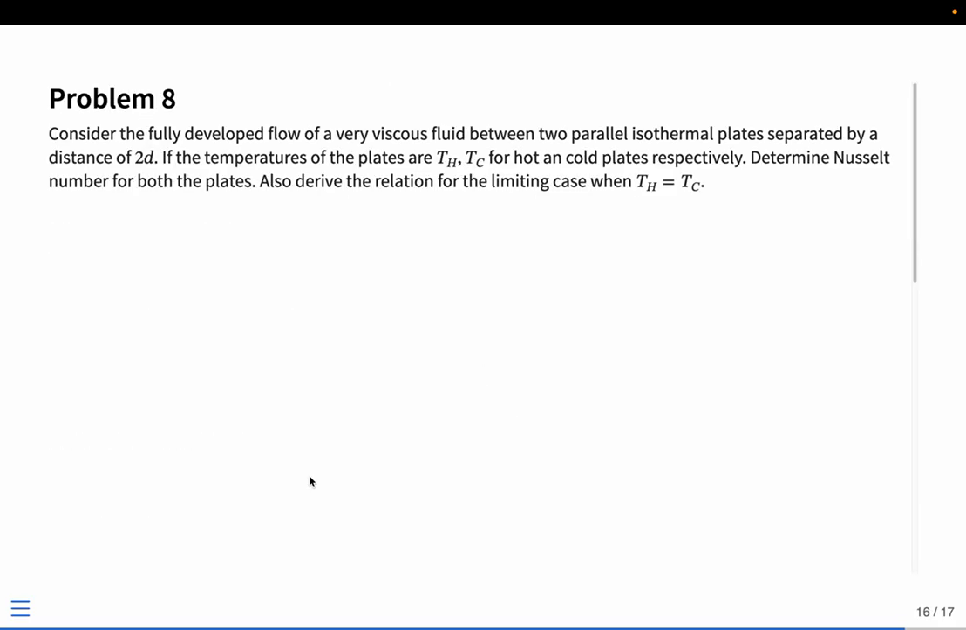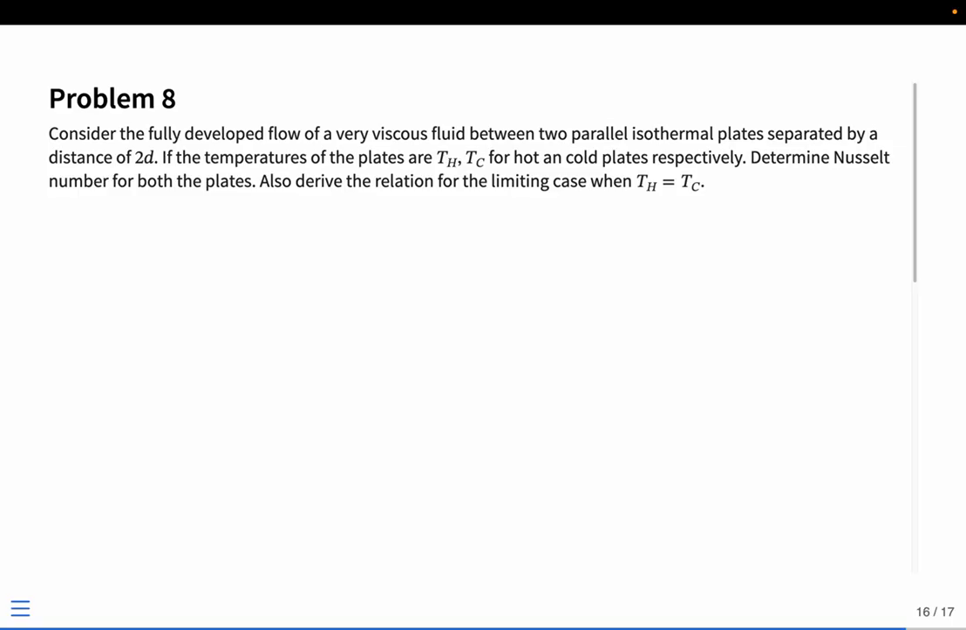Okay, so this is the last problem I have for this week. Consider the fully developed flow for a viscous fluid between two parallel isothermal plates separated by a distance of 2d. In the previous problem, we considered the axisymmetric case where the entire wall is at a constant temperature. Now let's say you have two parallel plates and both of them are maintained at different temperatures, TH and TC. Let's say the top one is TH and the bottom one is TC, and the plate separation is given by 2d.